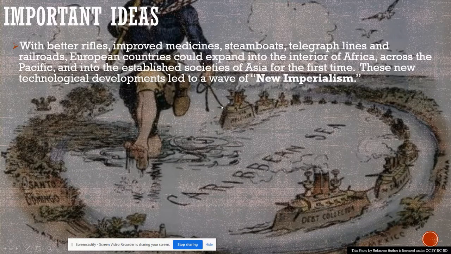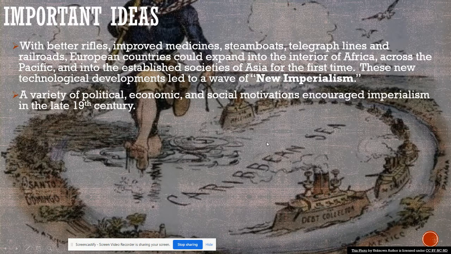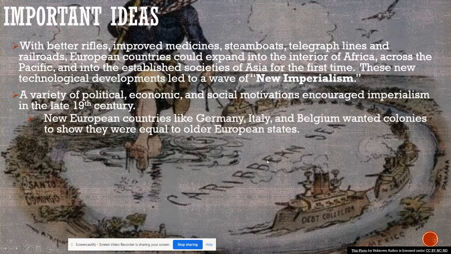So overall, the important ideas: with better rifles, improved medicine, steamboats, telegraph lines, and railroads, European countries could expand into the interior of Africa for the first time, across the Pacific, and into established societies of Asia for the first time. These new technological developments led to a wave of new imperialism. A variety of political, economic, and social motivations encouraged Europeans in the late 19th century to take over these areas.